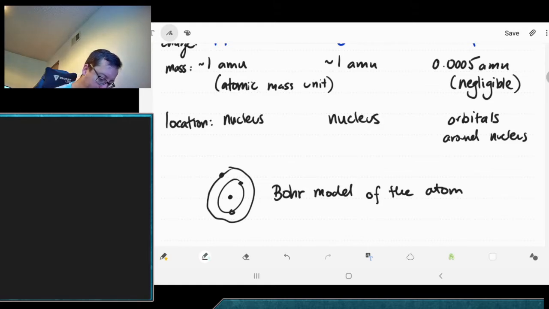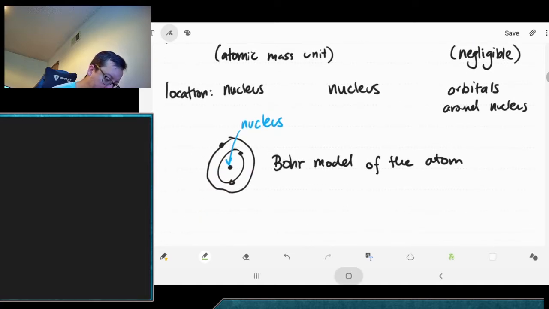So we have here the nucleus, and then we have the electrons. In this model, the electrons are in orbits, meaning they're just circling the nucleus. We know the patterns are not circular anymore.